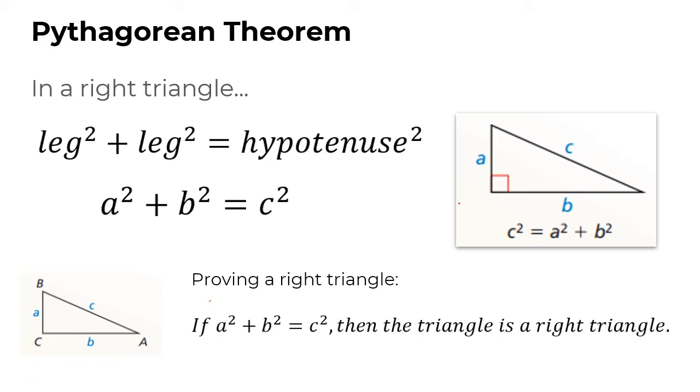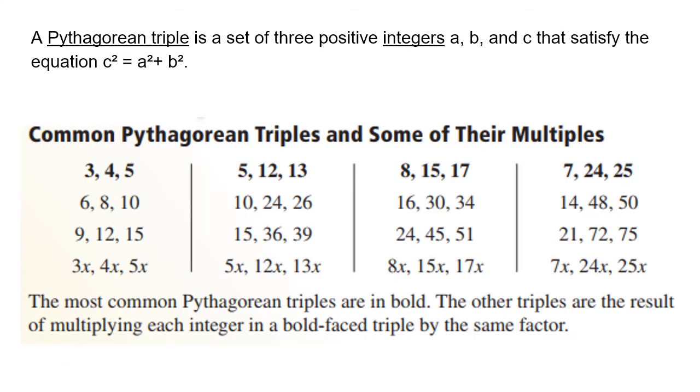So if you add the squares of the two legs together and it's not equal to the hypotenuse squared, then that cannot be a right triangle. It's only when a squared plus b squared does indeed equal c squared that it is a right triangle. So let's do a couple examples here in a minute.